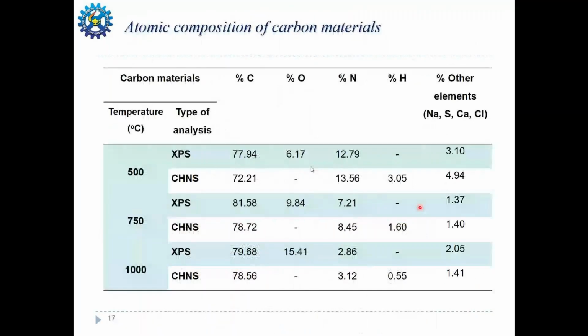If you look at these carbon materials, predominantly they have carbon, about 75 to 80%, and oxygen and nitrogen, because the structure of collagen itself has nitrogen and oxygen. These carbons are self-doped materials. The nitrogen doping and oxygen functionality are also present in it. As the temperature increases, the oxygen content increases, the nitrogen content decreases, and there is not much change in the carbon.